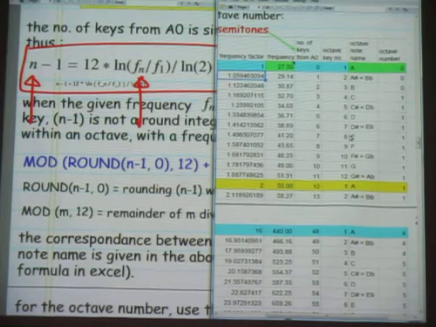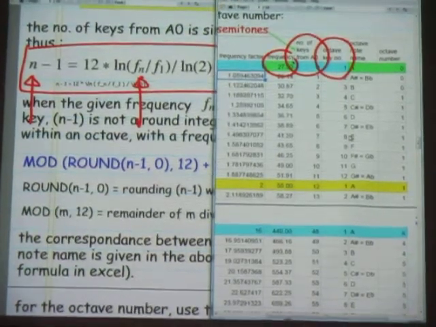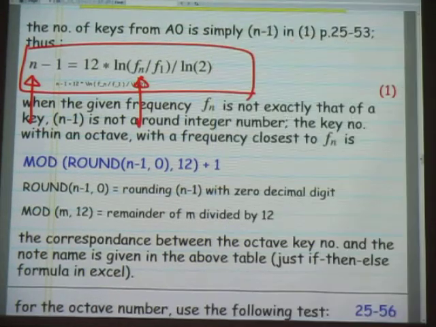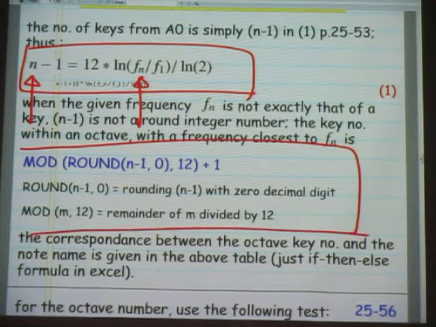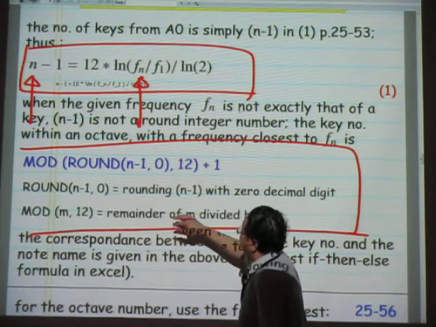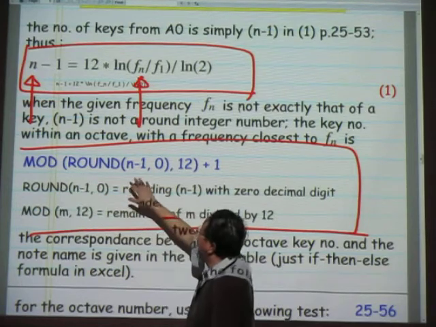Okay, so the frequency is given here, the number of keys from A0 or n-1, that's this formula, and the octave key number, that means the key number within one octave is given by this formula here. I found this formula by playing around, and I have already explained the meaning of the function.